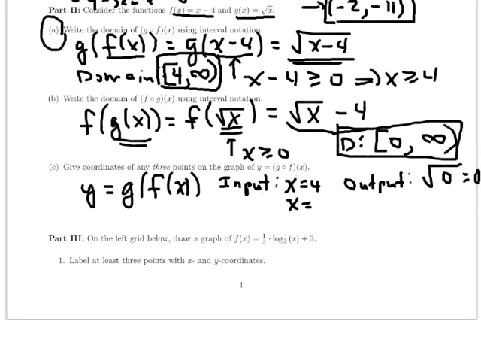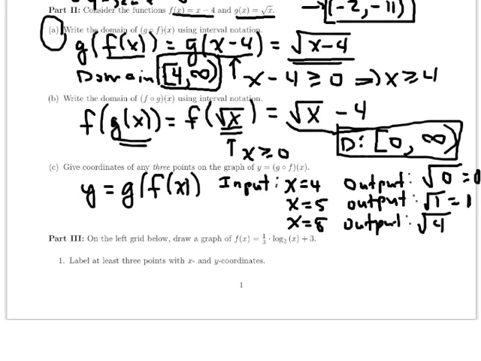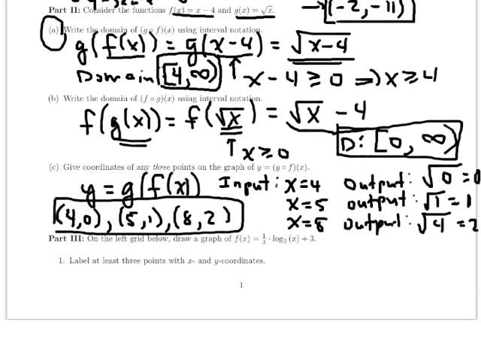If input is 5, output is the square root of 1. And if I don't want to deal with any kind of ugly numbers, I could just skip next to the next number that will give me a nice answer, x equals 8. Because I know if I use 8, then I'll have the square root of 8 minus 4, which is the square root of 4, which is 2. So the 3 points that I could plot are 4, 0, 5, 1, or 8, 2. These are all 3 points will be on the graph of the function g of f of x.